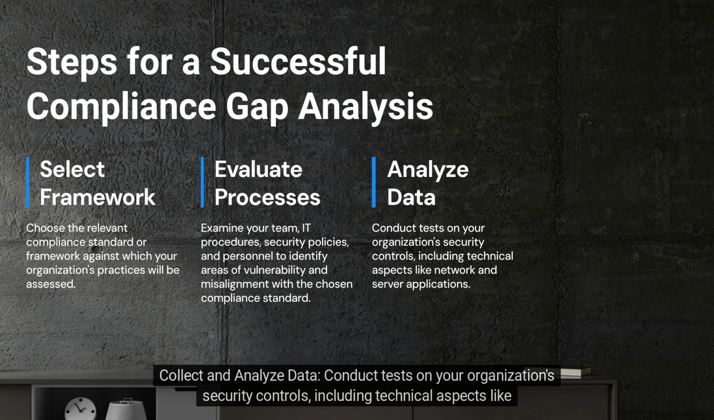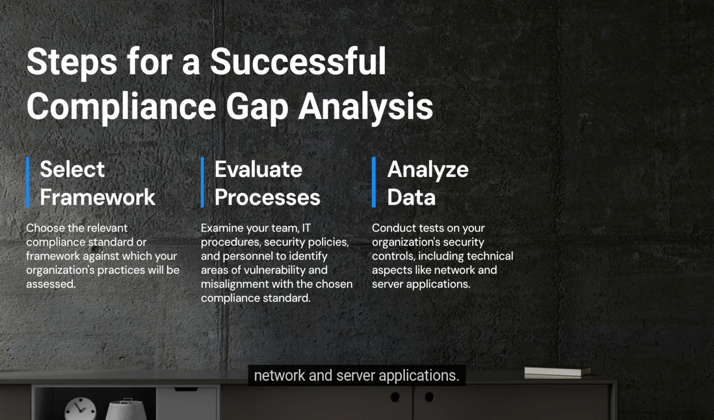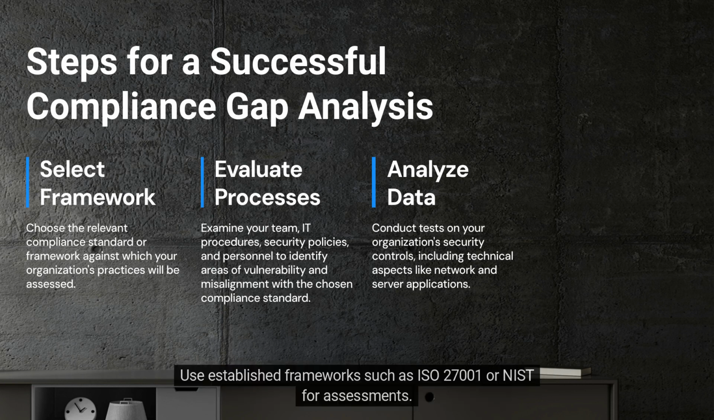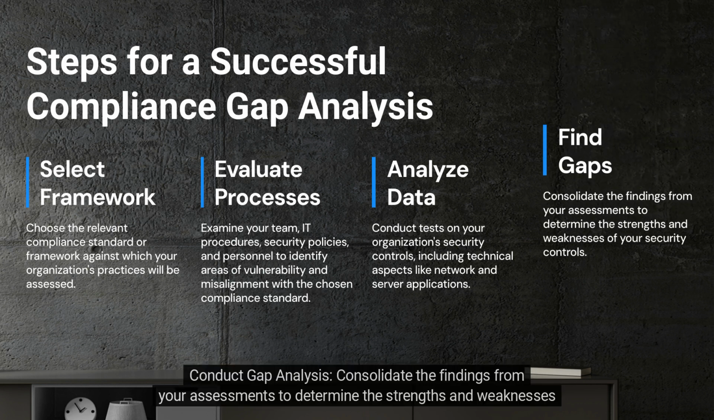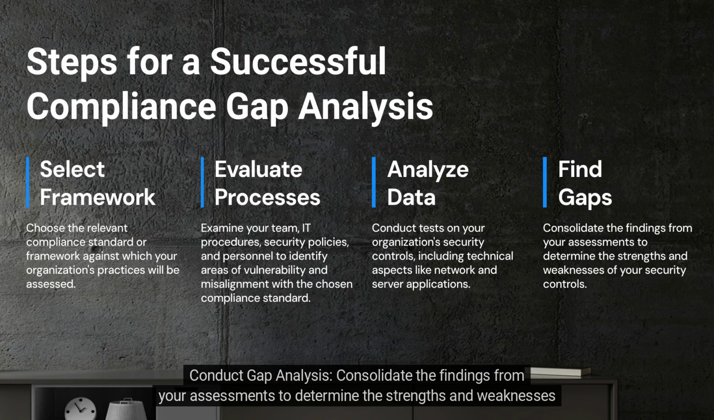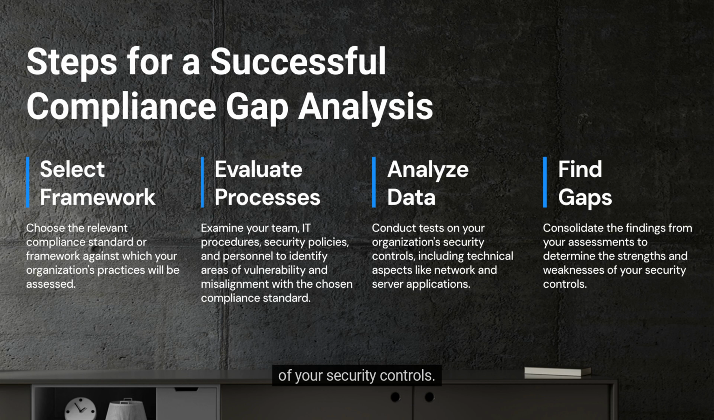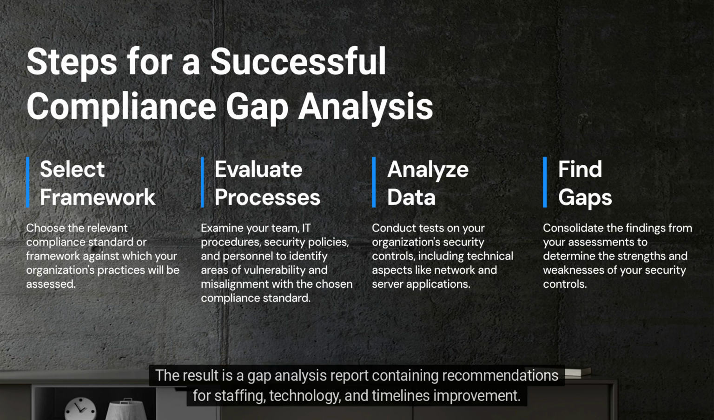Collect and analyze data. Conduct tests on your organization's security controls, including technical aspects like network and server applications. Use established frameworks, such as ISO 27001 or NIST for assessments. Conduct gap analysis. Consolidate the findings from your assessments to determine the strengths and weaknesses of your security controls. The result is a gap analysis report containing recommendations for staffing, technology, and timelines improvement.